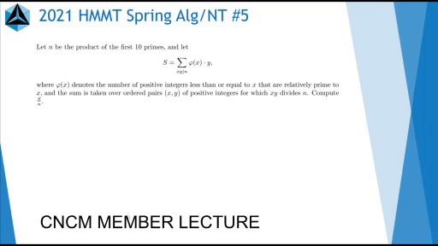Alright, here's the last problem from the most recent HMMT Spring. Let n be the product of the first 10 primes, and let s be equal to the sum over x times y being a factor of n of the totient of x times y. Compute s over n.